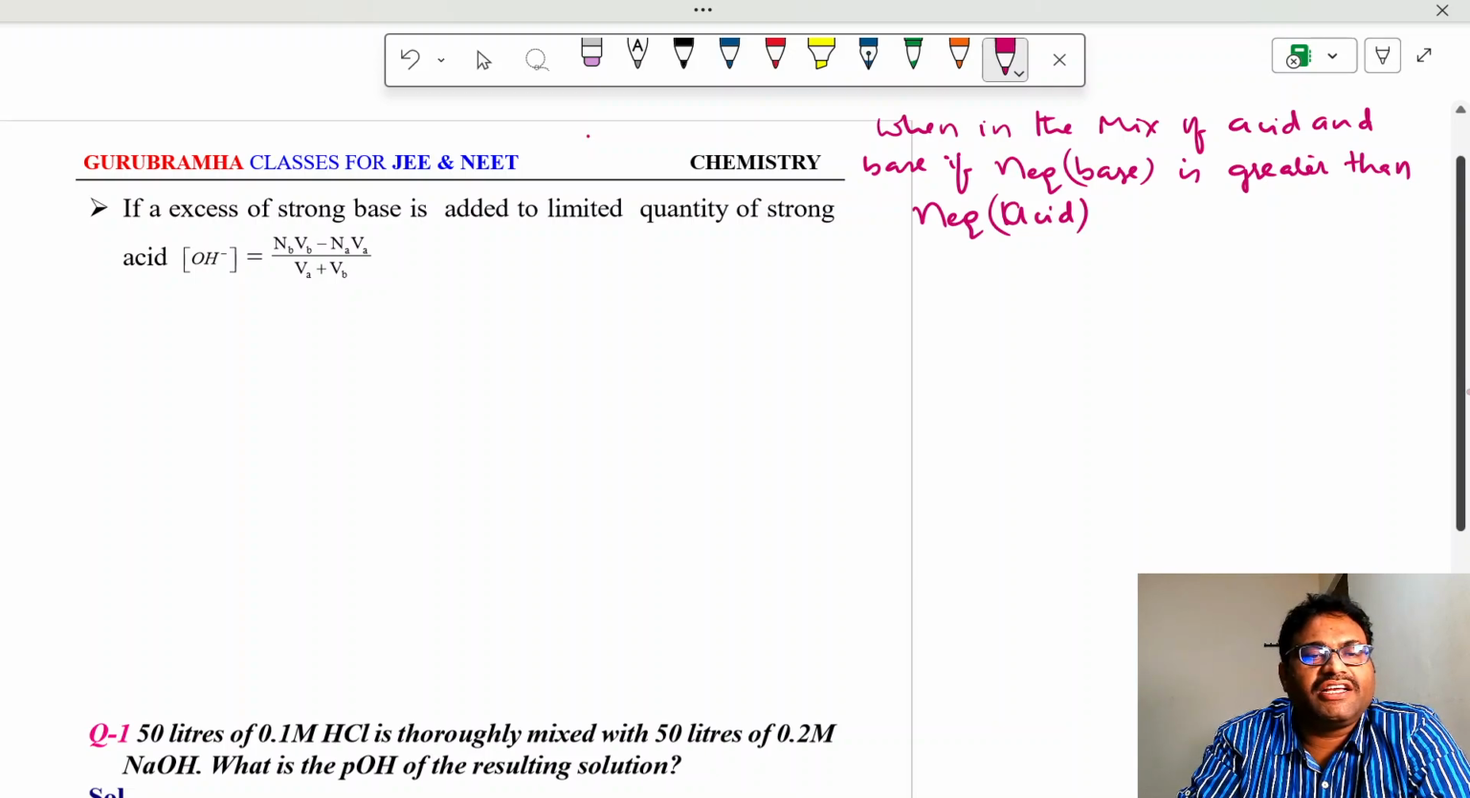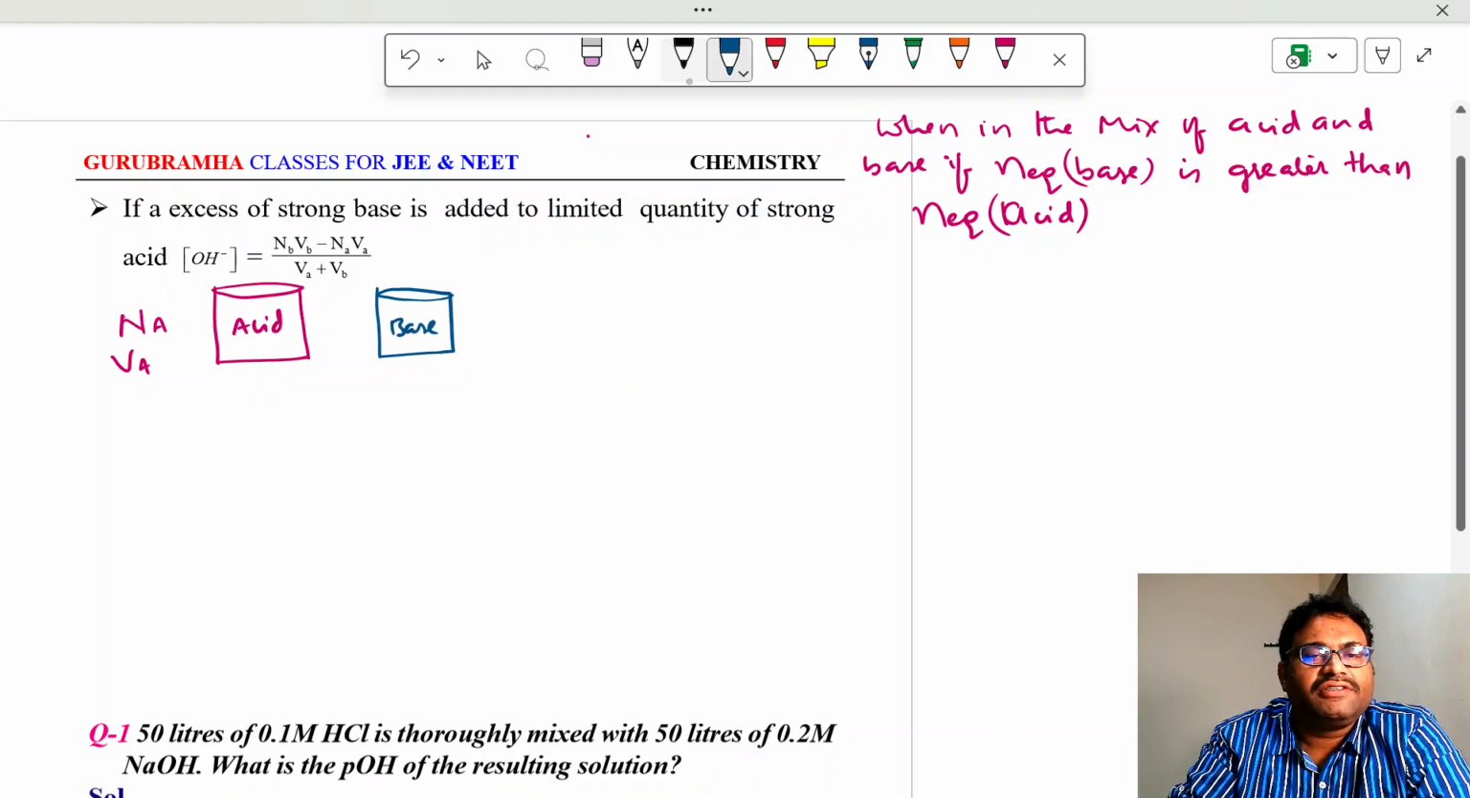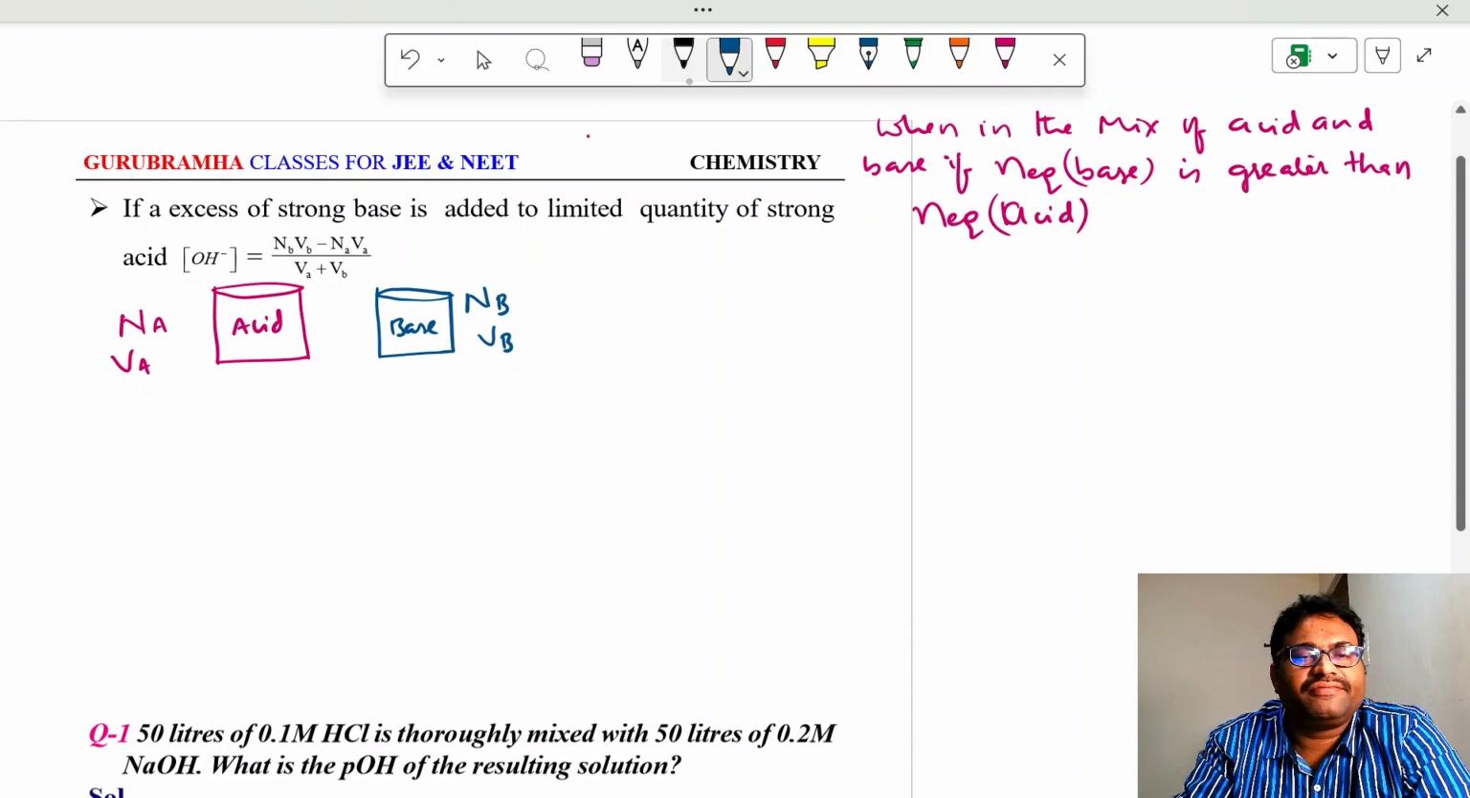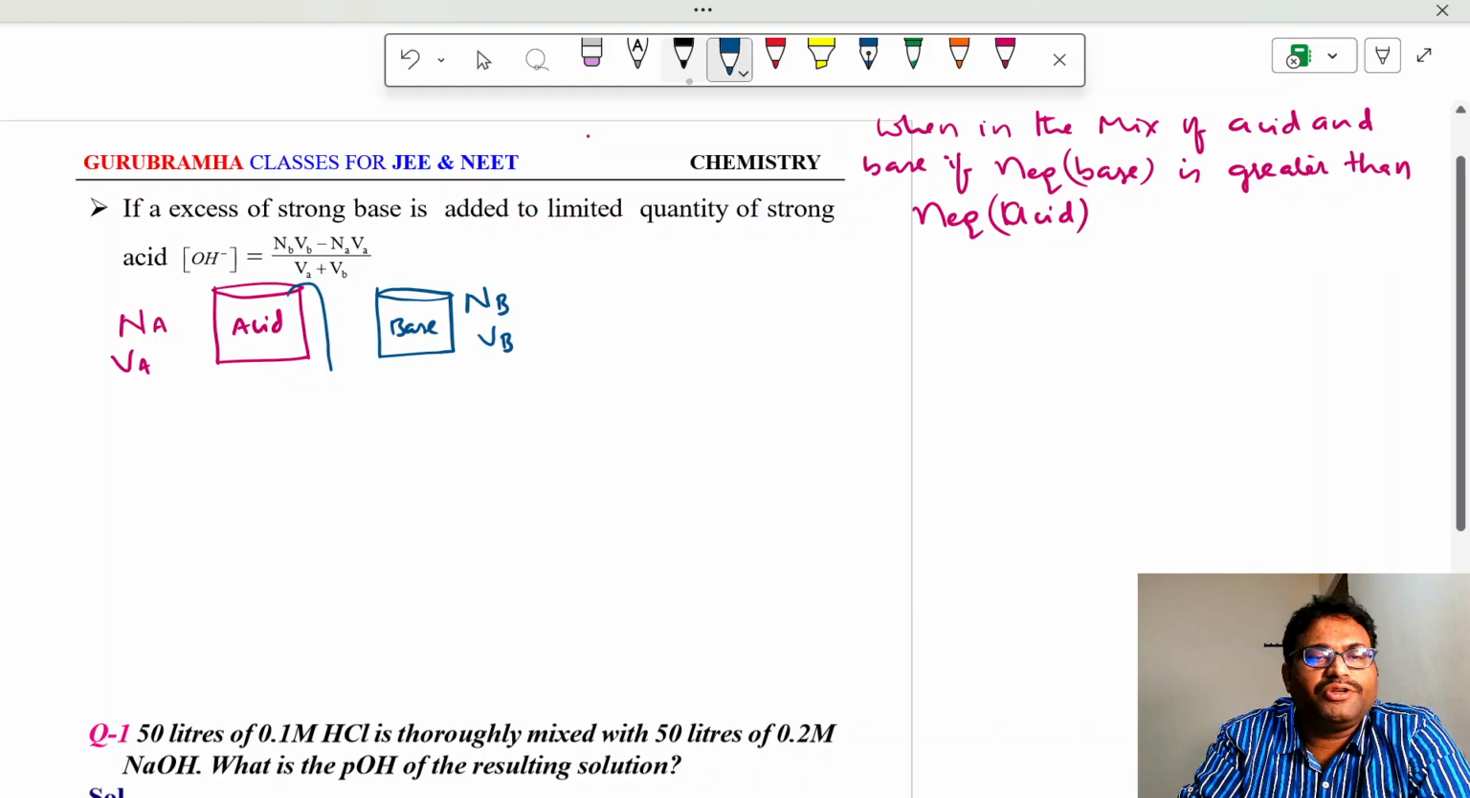So let us take an acid here. Let the number of equivalents of acid be Na and the volume of the acid be Va. Now we have taken a base. Number of equivalents of base be Nb. Volume of the base be Vb. Now, what did you do? You have mixed these two.